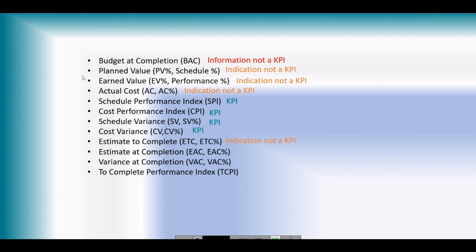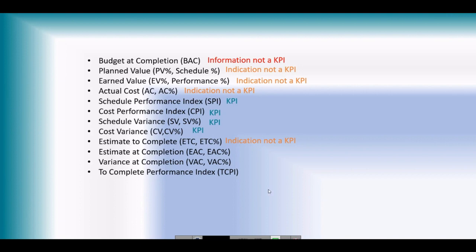None of the earned value parameters will give you the final result, the KPI, unless they are combined with some other value and compared. SPI comes when you combine earned and planned value to check the result. Cost performance index comes once you combine earned and actual. Similarly, estimate to complete will never come alone. You need to combine it with something, and then you will be able to get the KPI.